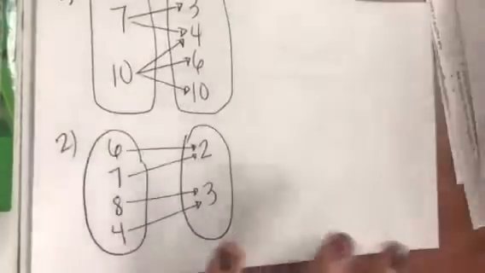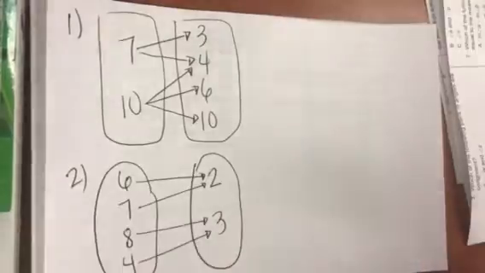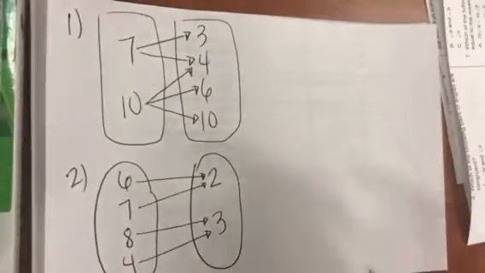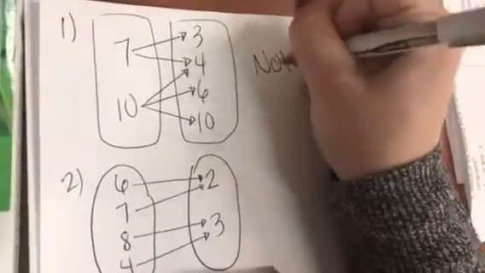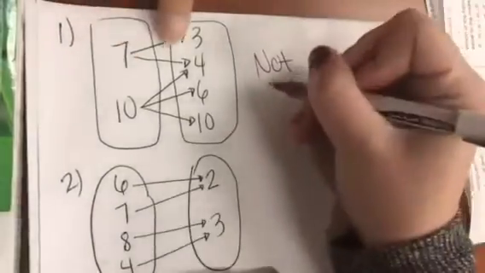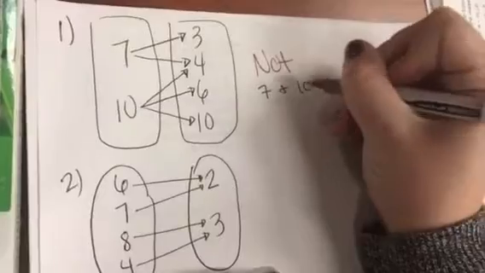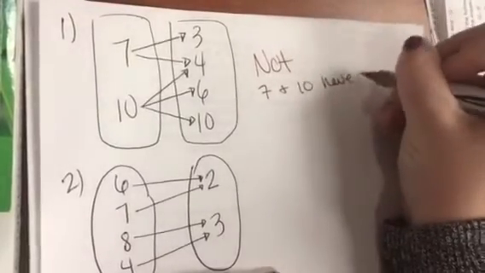Check your numbers. Okay? So let's look at some more mappings. Are these functions? Let's take a look. Oh, no. That's not a function. Why not? Because the 7 has 2 and the 7 has 3, and 10 has multiple outputs.